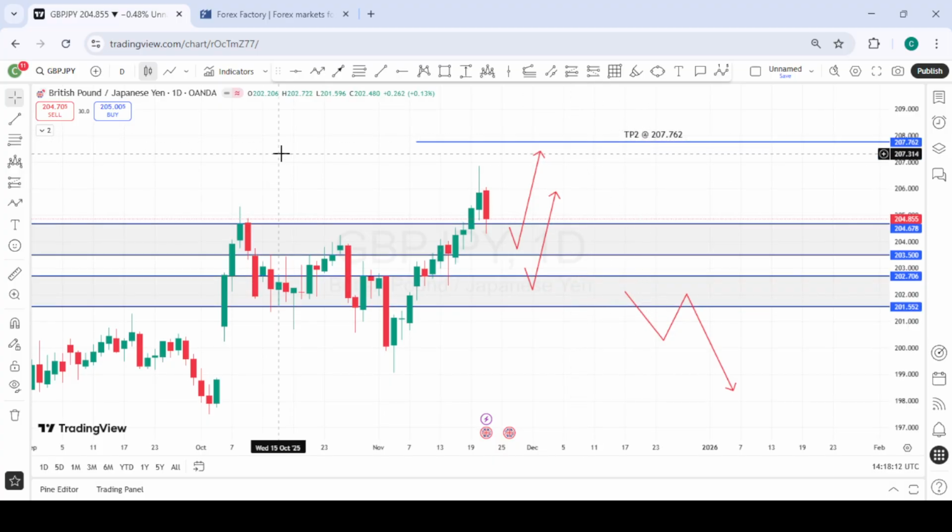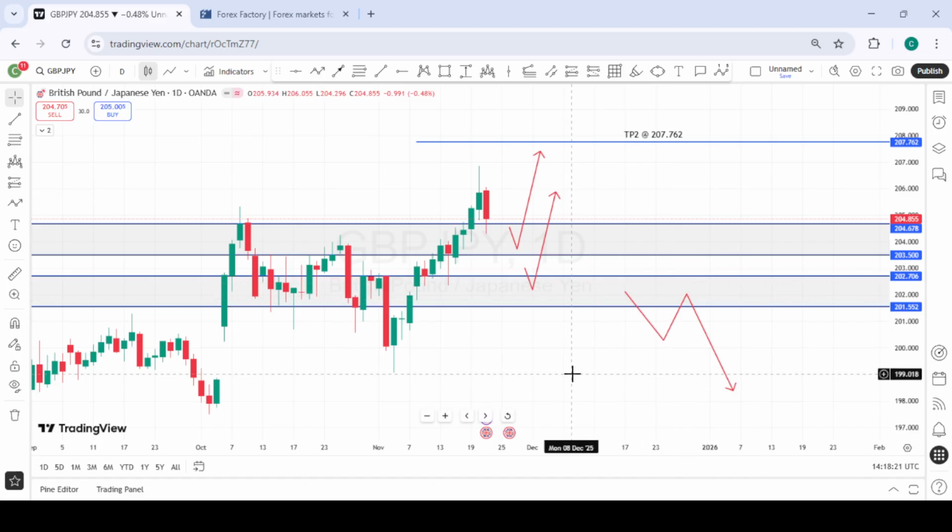This is our target we have above. But if price is able to break below this zone and clear these lows, this structure, then comes for a pullback, then we'll look forward to the bearish side for GBPJPY.